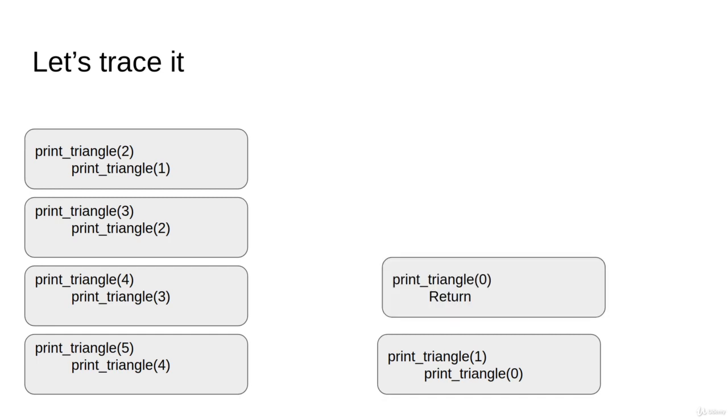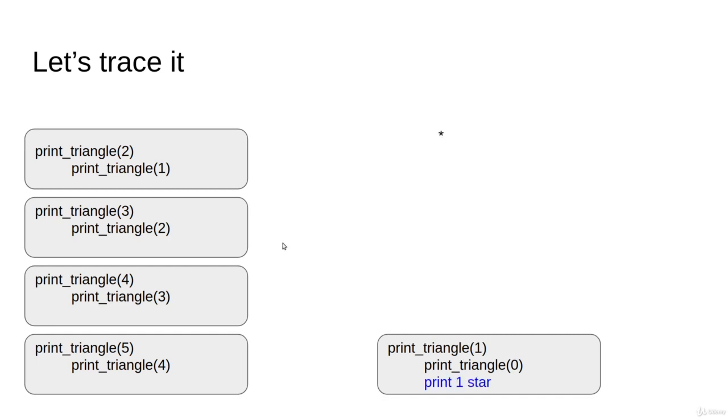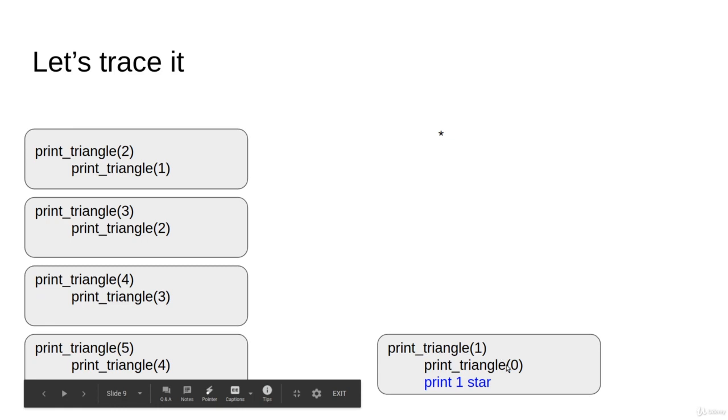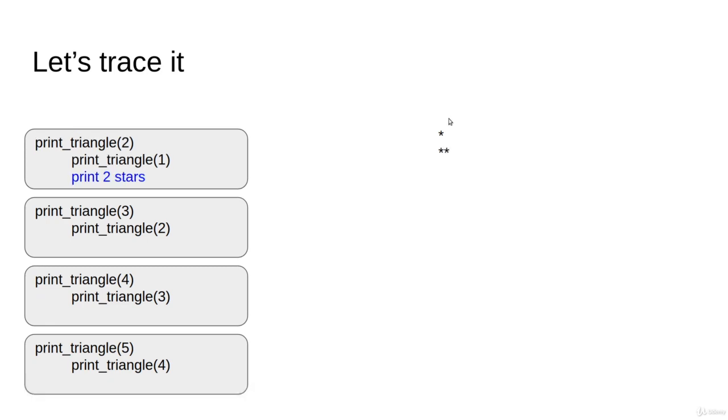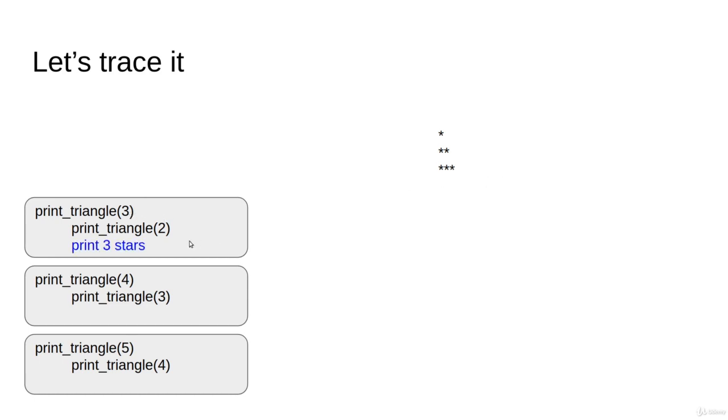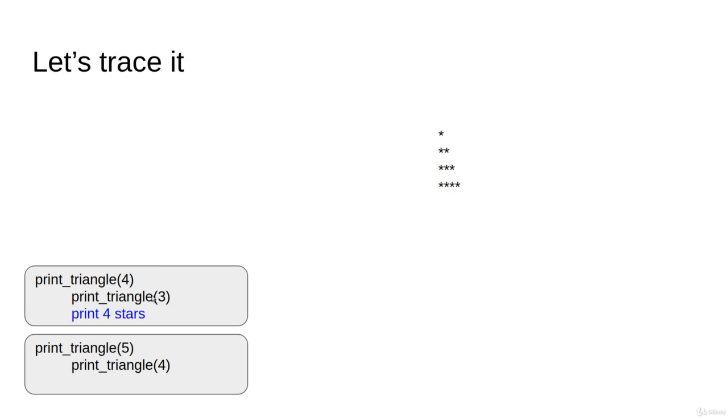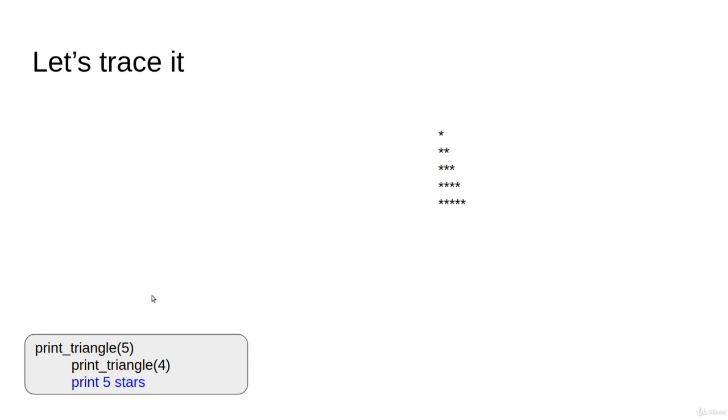So the print 0 is going to return. And now, once we have returned from print 0, the print 1 is going to print 1 star. Now the second function, 2, is going to print 2 stars. Once it is done, the print triangle will print 3 stars. Once we are done with print triangle 3, we are going to print 4 stars. Once we are done with that, we are going to print 5 stars.